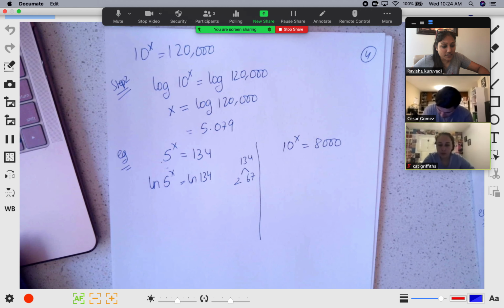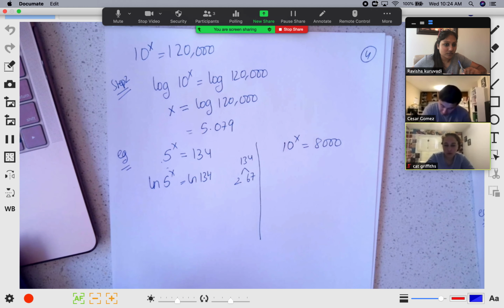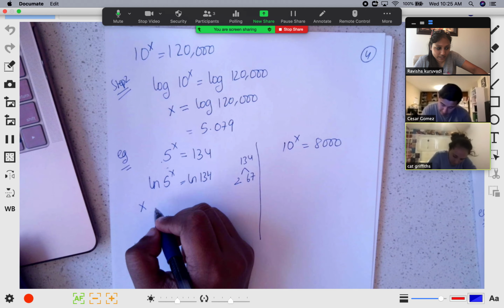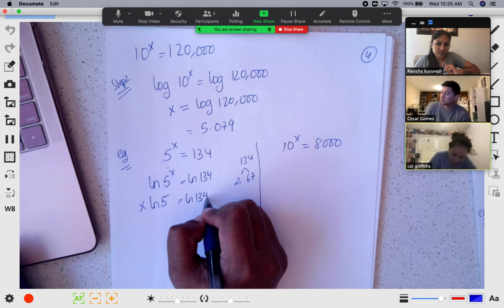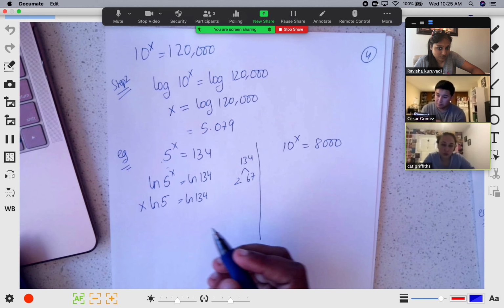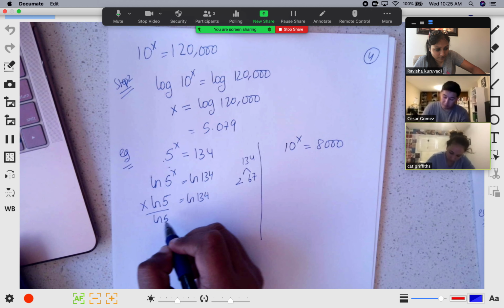Now you use the property. What is ln 5 to the power of x? Cat, what do you think? I think you move the x to the front. Exactly, you're correct. So it becomes x ln 5 is equal to ln 134. Now I just need x. What do I do, Cat? You would divide by ln 5 on both sides. Correct. So you get x is equal to ln 134 over ln 5.